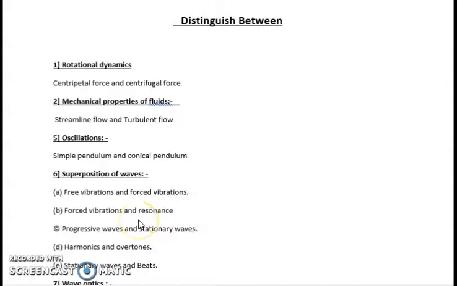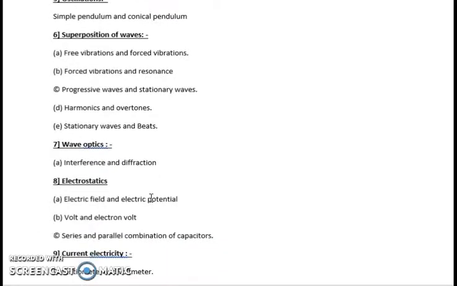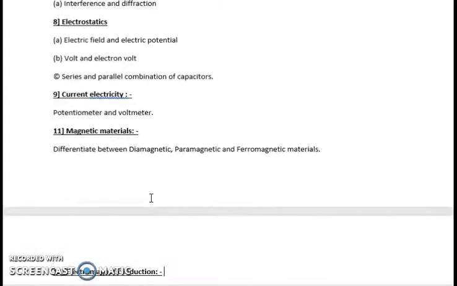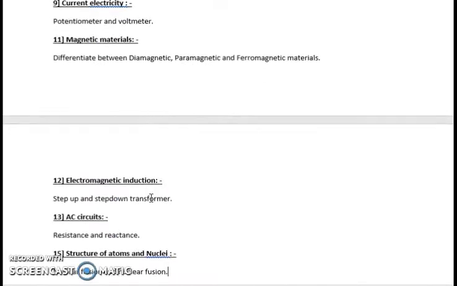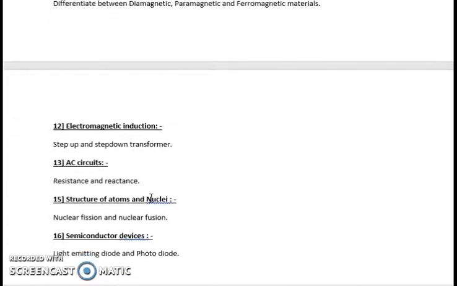Now there are some important distinguish-between questions, like centripetal force and centrifugal force, streamline flow and turbulent flow, simple pendulum and conical pendulum, free vibrations and forced vibrations, progressive waves and stationary waves, harmonics and overtones, interference and diffraction, volt and electron volt, series and parallel combinations of capacitors. These are some of the distinctions for each and every chapter which you need to prepare.